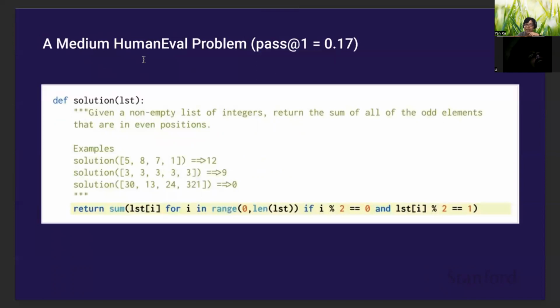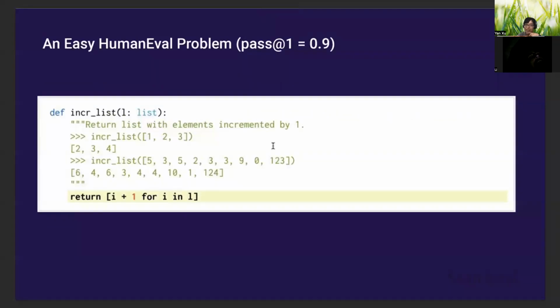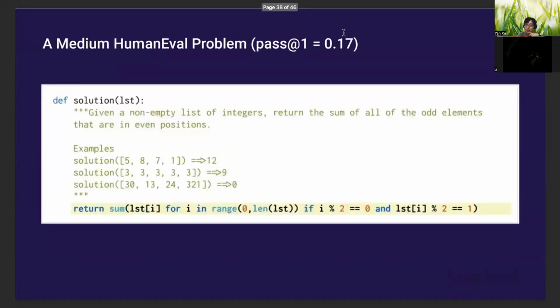A medium problem. So this is, I think, a more complicated writing problem, right? You see that the performance actually dropped from 0.9 for the easy task to like 0.17. So out of 100 outputs, only 17 are able to pass the unit test.